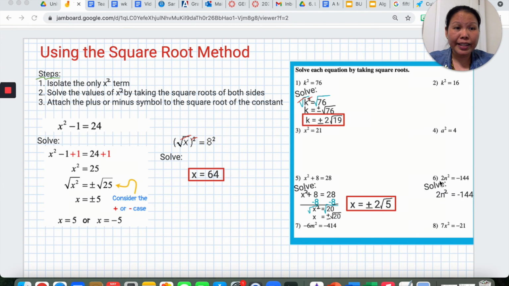Number 6 is the next problem we're working on. 2n squared equal negative 144. I could take the square root, but I will create more problems if I do it at this time. What I want to do is isolate the variable n squared first, so I would be able to simplify it, and I think it's easier that way. So what I will do first is divide both sides by 2. And then I take the square root of both sides, and then I get the answers.